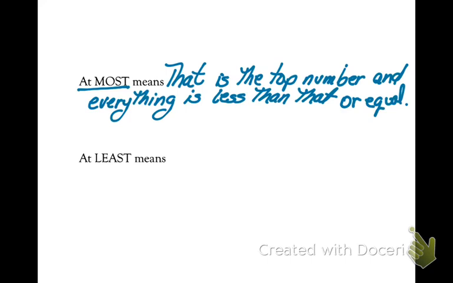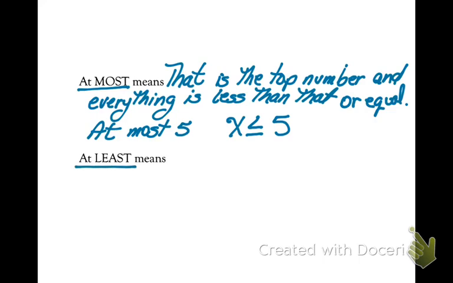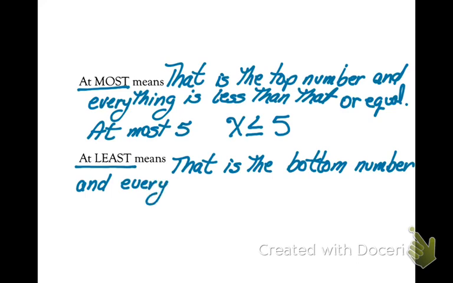So if we were going to write something like, I have less than $5 in my pocket, and I have at most $5 in my pocket, that would mean I have less than or equal to $5. So again, I would use the inequality. If I used x to represent the money in my pocket, it has to be less than or equal to 5. At least, when I use the term at least, that is the bottom number, and everything has to be greater than or equal to that.